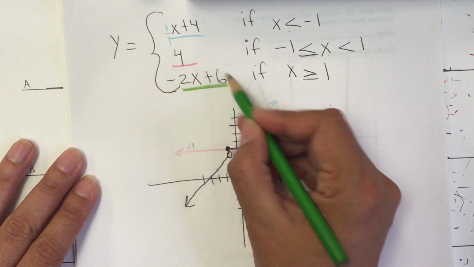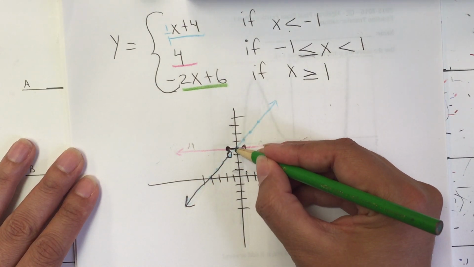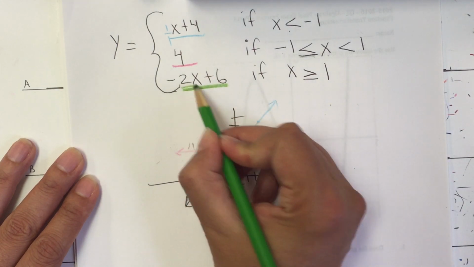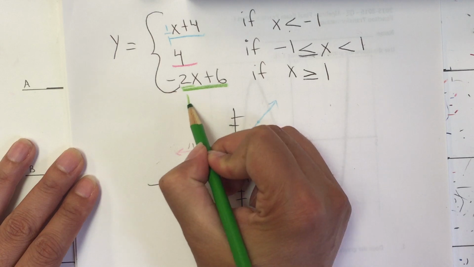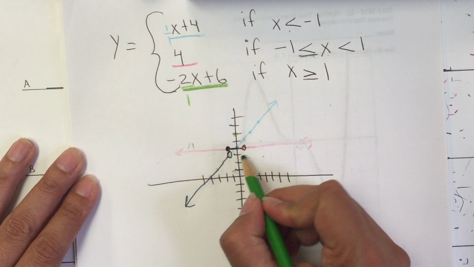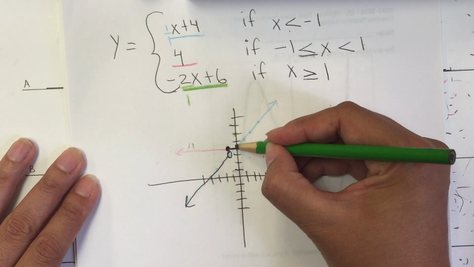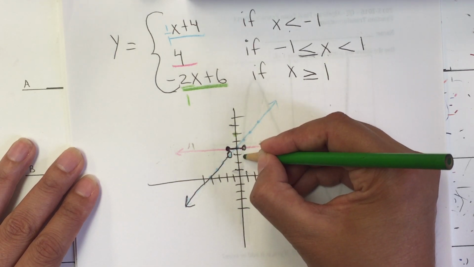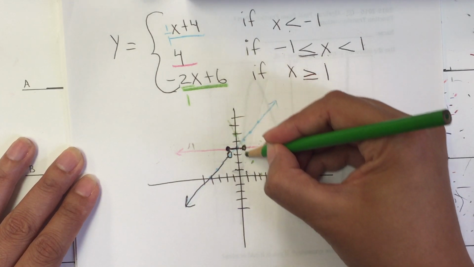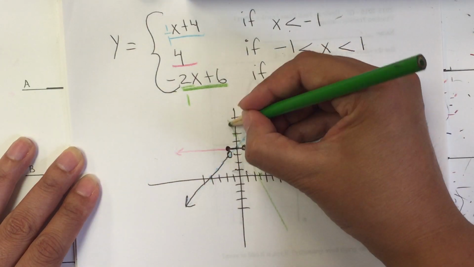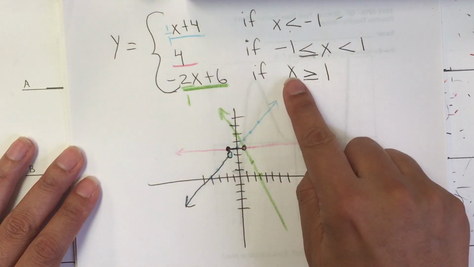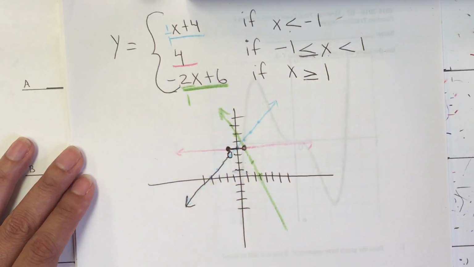The last one would be my initial point is at 6. So 1, 2, 3, 4, 5, 6. And then the slope is -2 over +1. So rise is going down 2. The run is going to the right 1. So -2, +1. -2, +1. -2, +1. So something like this. Again, if I didn't have any limits, this would be my line. However, it says x is greater than or equal to 1.